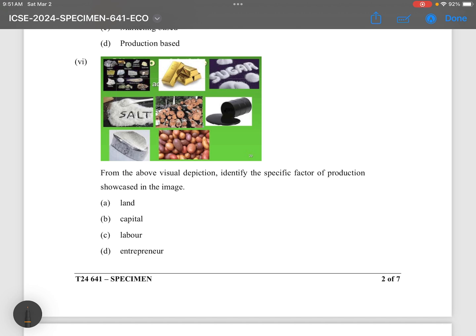If we look at land as a factor of production, it includes all resources which are available free of cost to human beings. The only condition in economics is that we should be able to regulate them. So man should be able to regulate them. So when we look at this depiction, the specific factor of production would be land. It's not capital, it's not labor, it's not entrepreneur.